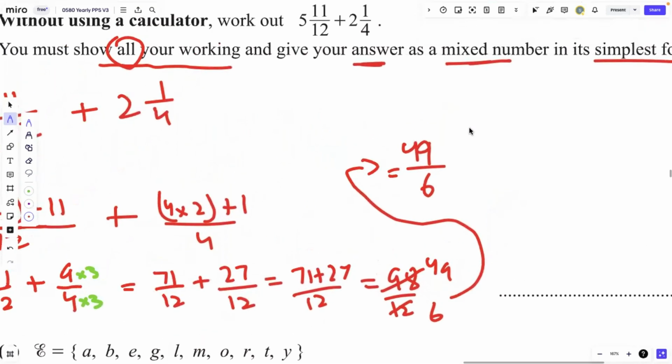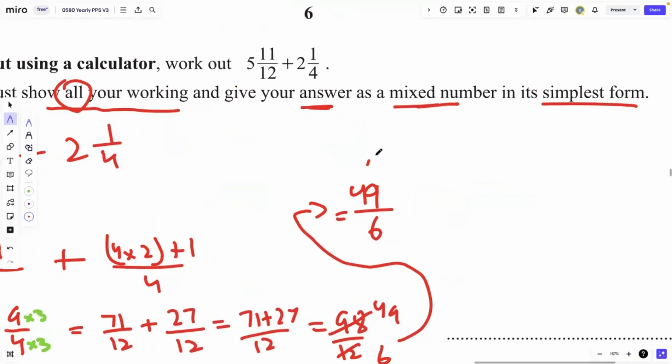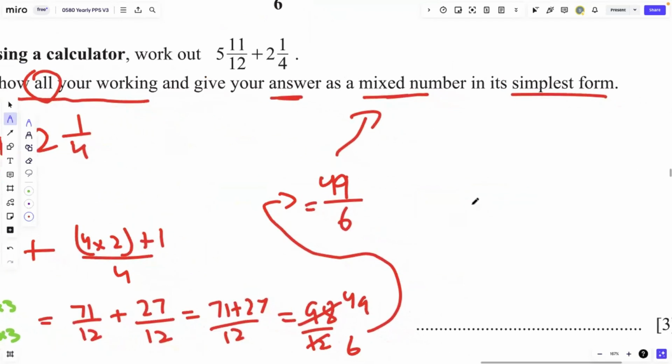Cannot be further simplified, but it's not the final answer because we need to give it as a mixed number. So to convert to a mixed number, the denominator remains the same. Now we will need to times it by 6 to some number till we do not exceed the number that's in the numerator. So we do 6 times 8 because 6 times 8 gives us 48 and the remainder will be 1. So that's your mixed number answer for this particular part.